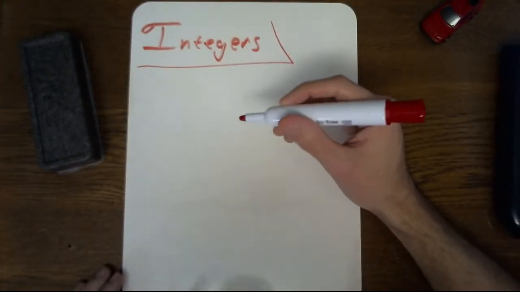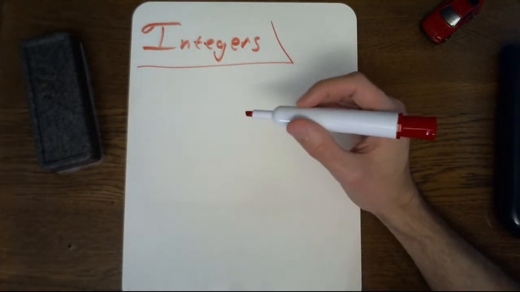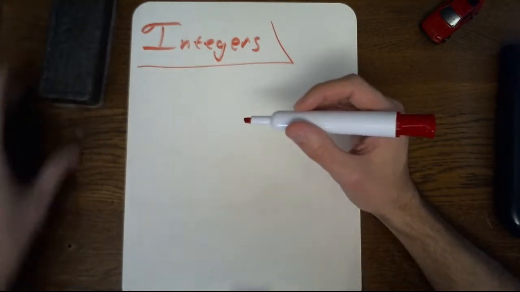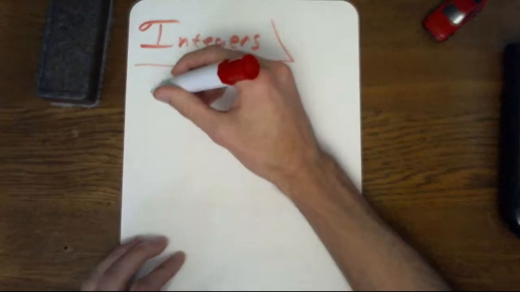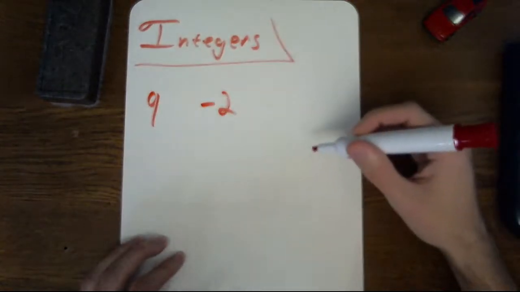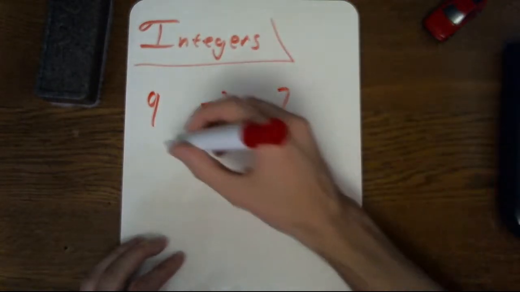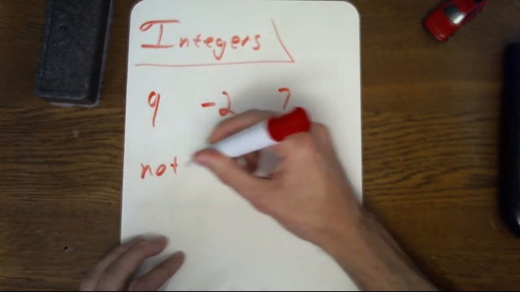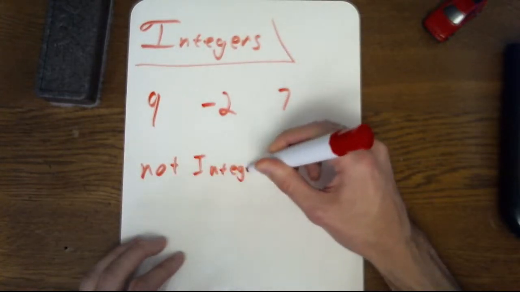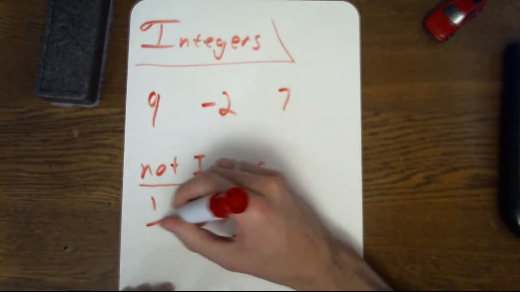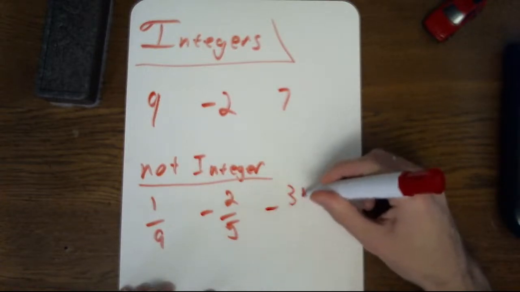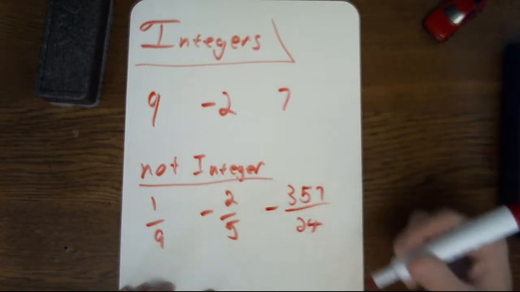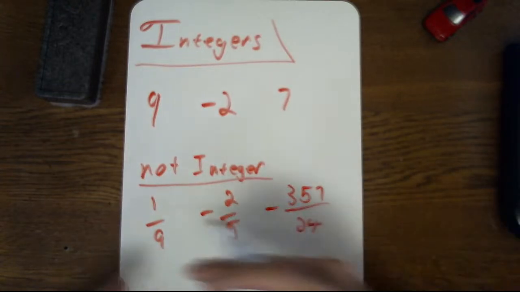So, how do you think about integers? What is an integer? Well, you can think of an integer as just a whole piece. So a number that doesn't have a fraction, doesn't have a decimal. So 9, -2, 7. Things that are not integers: 1/9, -2/5, -357/24. Not exactly integers because we got that fraction element.